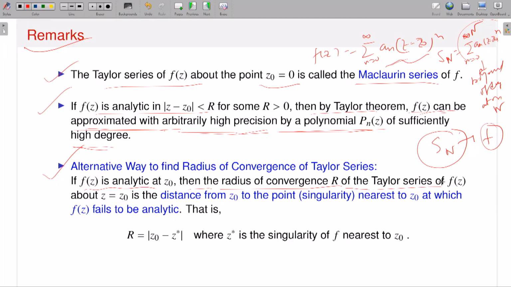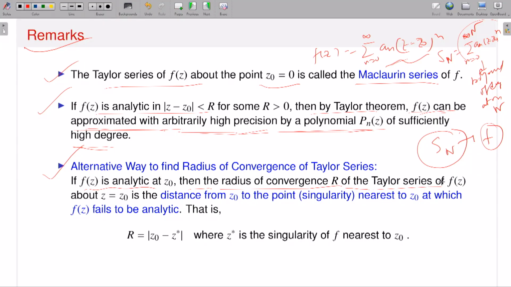Now if I have an arbitrary domain D, and suppose my function is analytic there, and I take a point z0 inside D, then around the point z0 I will have a Taylor series of my function f. I can write f as a power series in z minus z0. So if my function is analytic at the point z0 and z0 sits inside an arbitrary domain, then the radius of convergence R of the Taylor series about the point z = z0, by Taylor's theorem, is the distance from z0 to the nearest singularity at which my function fails to be analytic.